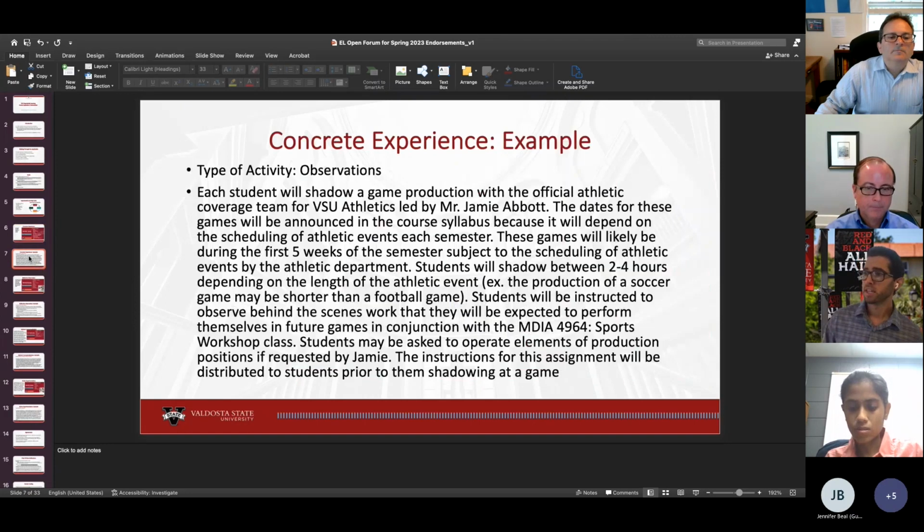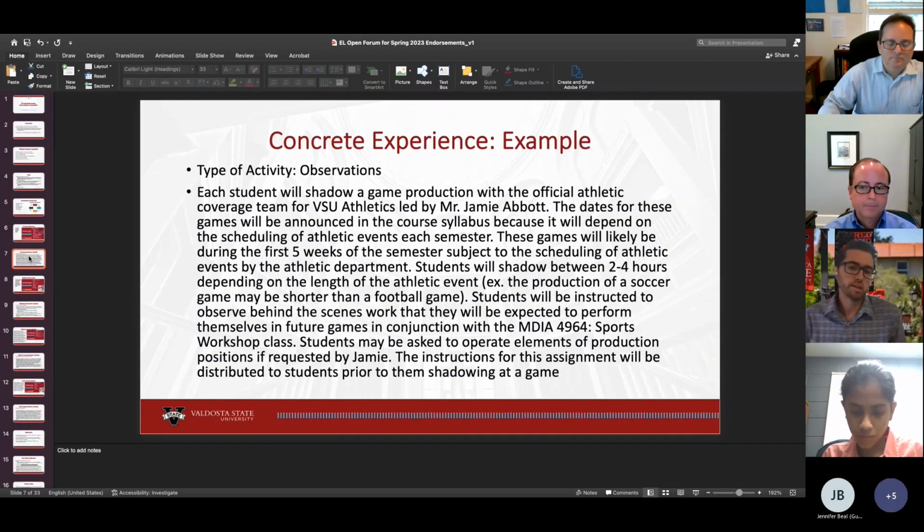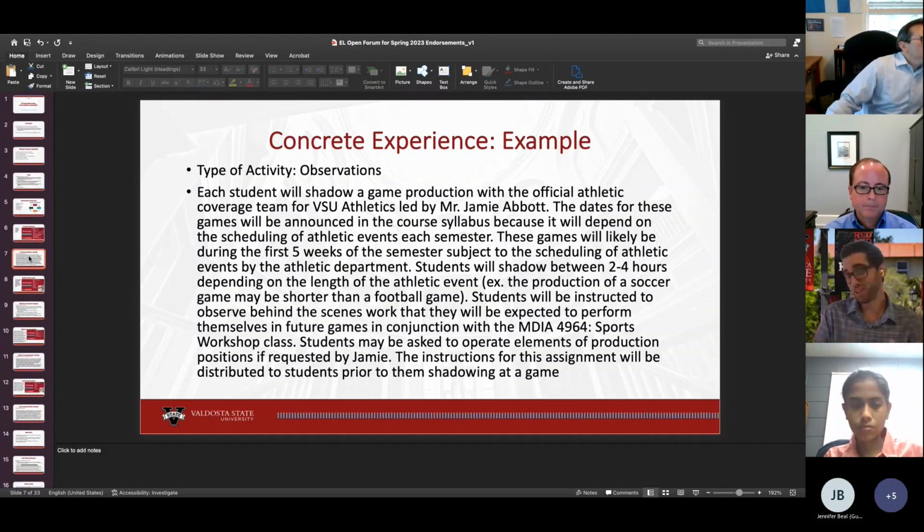So to give you an example here, this is one from a course that I teach focused on sports media production. In this activity, just to give you a bird's eye view, the students produce live game broadcast events. But when they walk into the course, they've never had that experience before, aside from turning on ESPN, Fox NFL Sunday, whatever it might be.